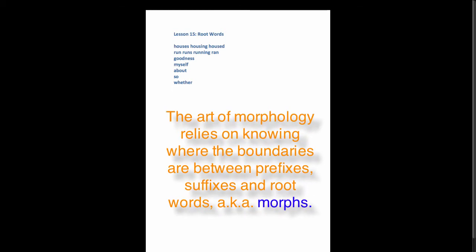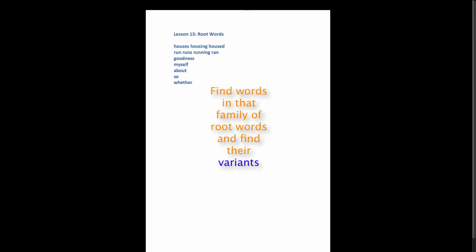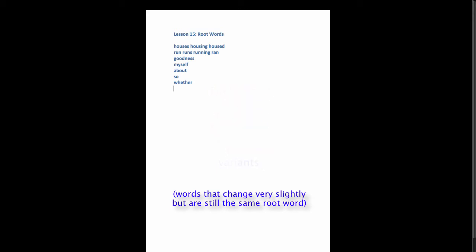The art of morphology relies on knowing where the boundaries are between prefixes, suffixes, and root words, also known as morphs. There's no better place to learn about this than in the study of root words. So you and your students will take 5 root words and define them. We're then going to find words in that family of root words, and we're going to find their variants. That is, the words that change very slightly but are still the same root word. For example, our first root word is fact.